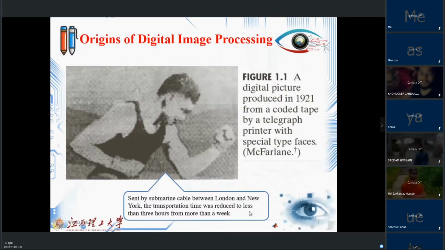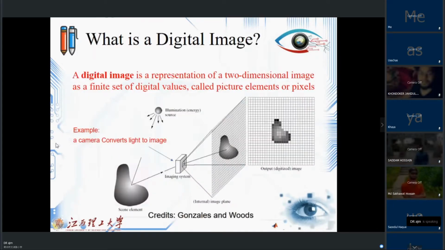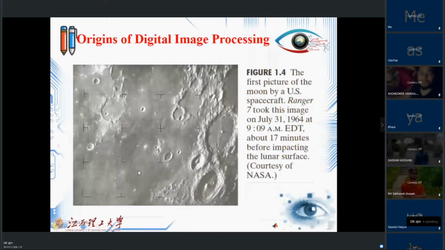Anyway, the next thing that I wanted to show you is the first picture which the US spacecraft Ranger 7 took from the moon, I think, and sent from the lunar surface to NASA. Now you will see how nice this figure is as a sample of image processing. Just keep these two pictures in your mind. We will talk more regarding that.